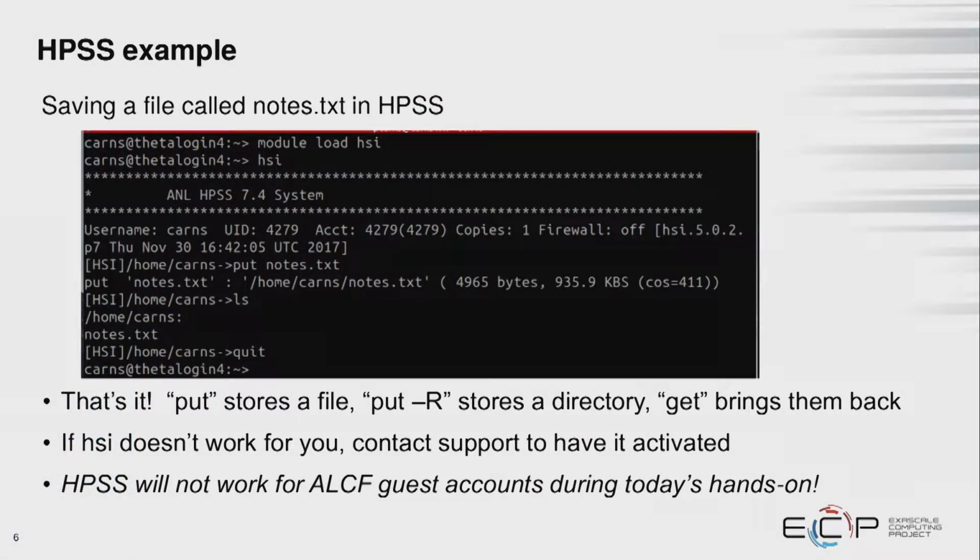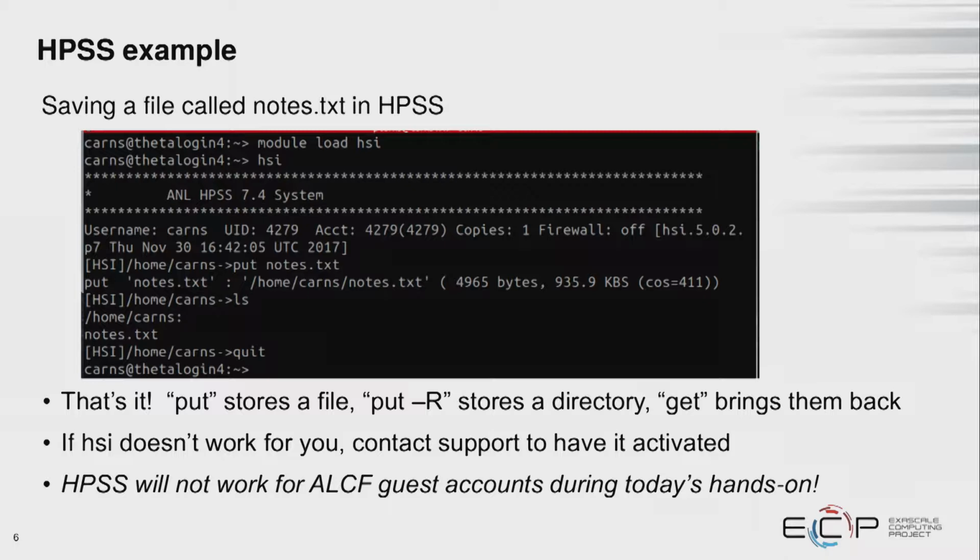So I don't have a live demo, but we don't really need it. It's really this simple. You can module load HSI, run HSI, and then you get a sort of prompt here where you can run commands. And if you want to put a file in the tape archive, you type put and the name of the file. You can do an ls to list the files you've put in there. And that's really about it. You can give a -R to the put command if you want to put a whole subdirectory in there.